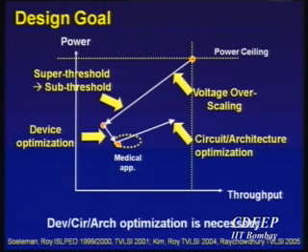But what one can also do is circuit and architecture optimizations. Could be parallelism, could be pipelining, could be using interesting kinds of circuit topologies, and that gives you some improvement. But remember, you're never going to be able to achieve the performance that you'd otherwise have using superthreshold operations.